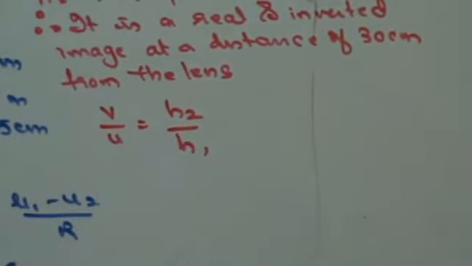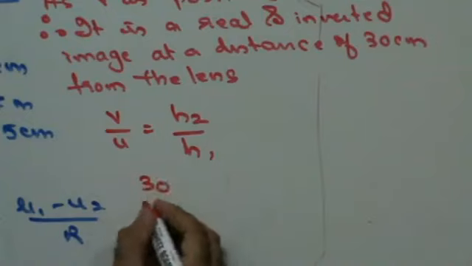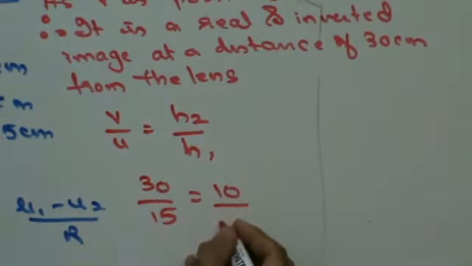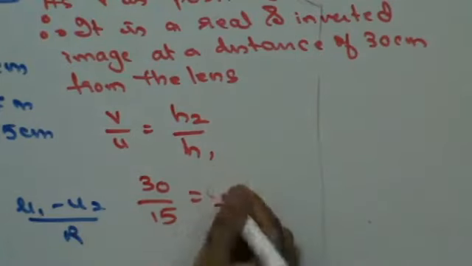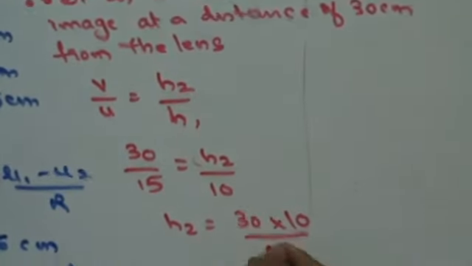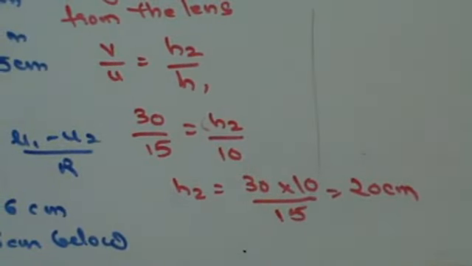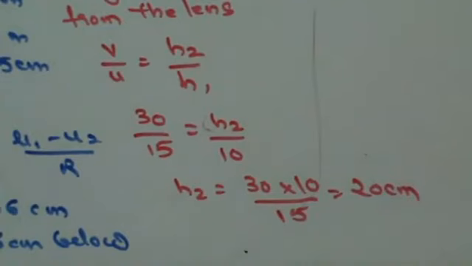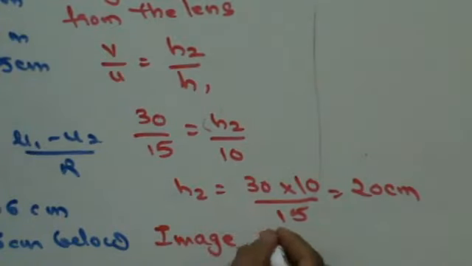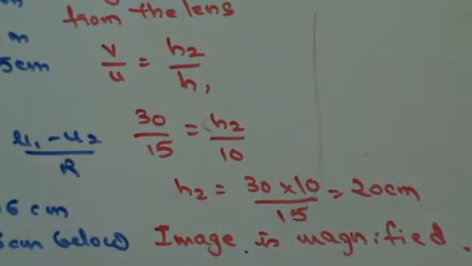H1 is given to me as 10 centimeters. V I just found out, U I know, right? So straight away 30 upon 15 is H1 upon 10. So I'll therefore get H2 is 30 into 10 upon 15. So 20 centimeters. Height of the object was 10 centimeters. Height of the image is 20 centimeters. That means the image is magnified. So a magnified, real, inverted image, right, at a distance of 30 centimeters from the lens.